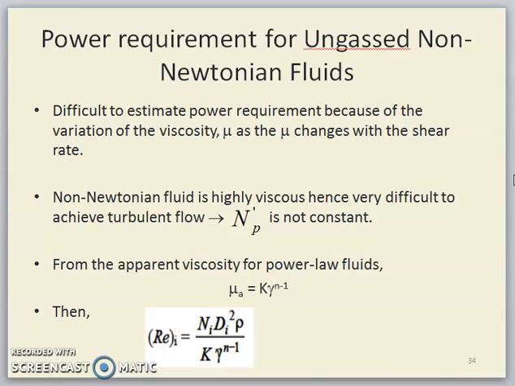From the apparent viscosity for power law fluid, using the equations here, you have that the Reynolds number is equal to the equation shown here. Because we know that the non-Newtonian fluid is very viscous. So in the fermentation or the production of a non-Newtonian fluid product, as time increases, the viscosity of the fluid will increase.